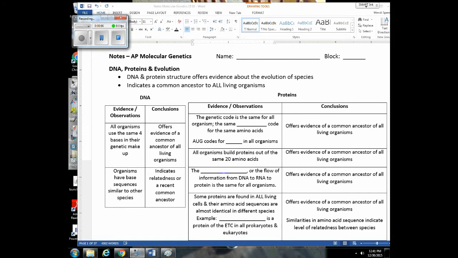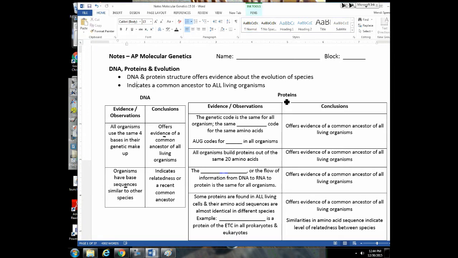So this is the molecular genetics unit, and basically we're talking about DNA, how DNA codes for proteins, and some of the technologies that we use now regarding DNA. So in the molecular genetics unit, we are studying DNA, and we're studying how DNA codes for proteins. And we're also going to talk about different technologies related to DNA.